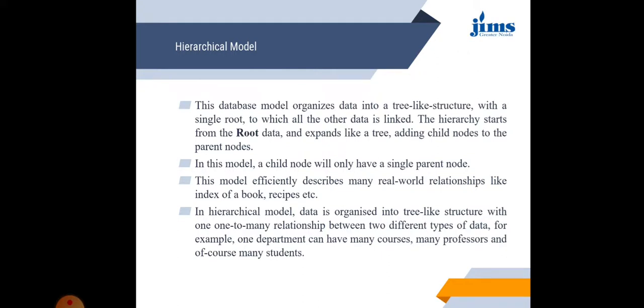The database model organizes data into a tree-like structure with a single root to which all other data is linked. The hierarchy starts from root data and expands like a tree, adding child nodes to the parent node. In this model, a child node will only have a single parent node. This model efficiently describes many real-world relationships like the index of a book, recipes, etc. In the hierarchical model, data is organized into a tree-like structure with a one-to-many relationship between two different types of data. For example, one department can have many courses, many professors, and of course many students. So that is about hierarchical.